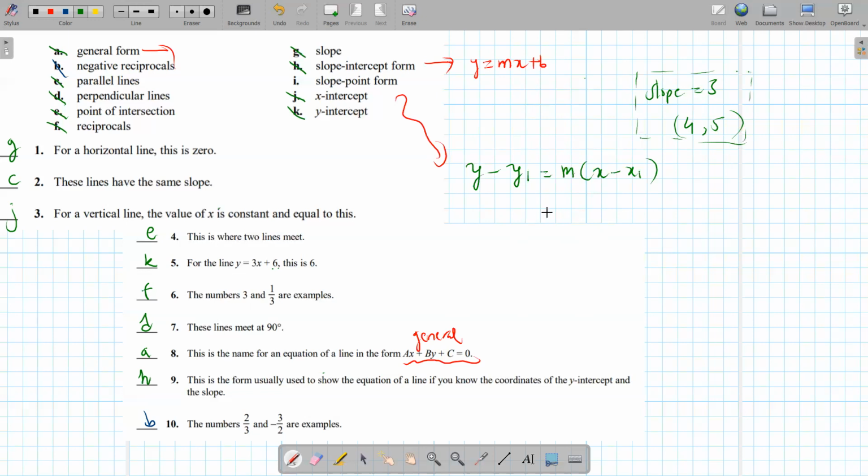So slope is 3, so that's our m value is 3. X is going to stay as x, but x1 is going to become a 4. And y1 is going to become a 5. So there you go. This is an example of a line in slope point form. And you do this when they've given you the slope and a point, right? Usually they will give you the slope and the y-intercept, but in this case, if they give you a slope and the point, you can write it in this form.